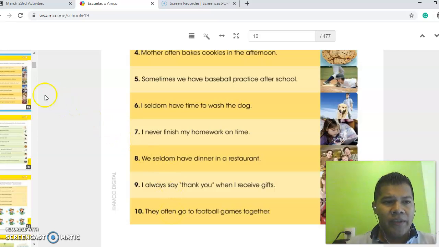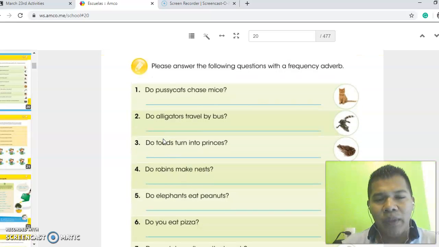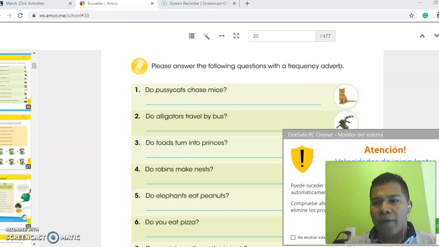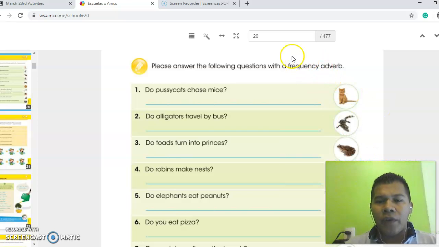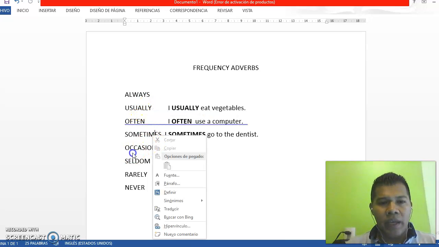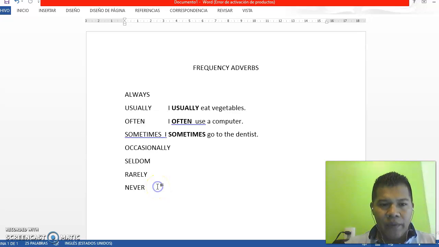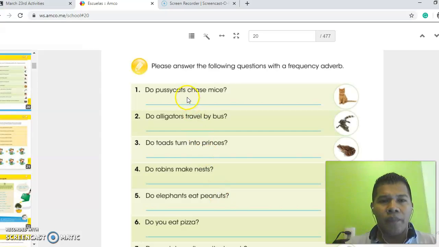This is what we have in page number 19. And now what you have to do is answer as I explain, adding or writing a frequency adverb here. Frequency adverbs are the ones we already mentioned: always, usually, often, sometimes, occasionally, seldom, rarely, never. This is your decision. So in your notebook, in your workbook, you have to write the frequency adverb you think they do this activity.